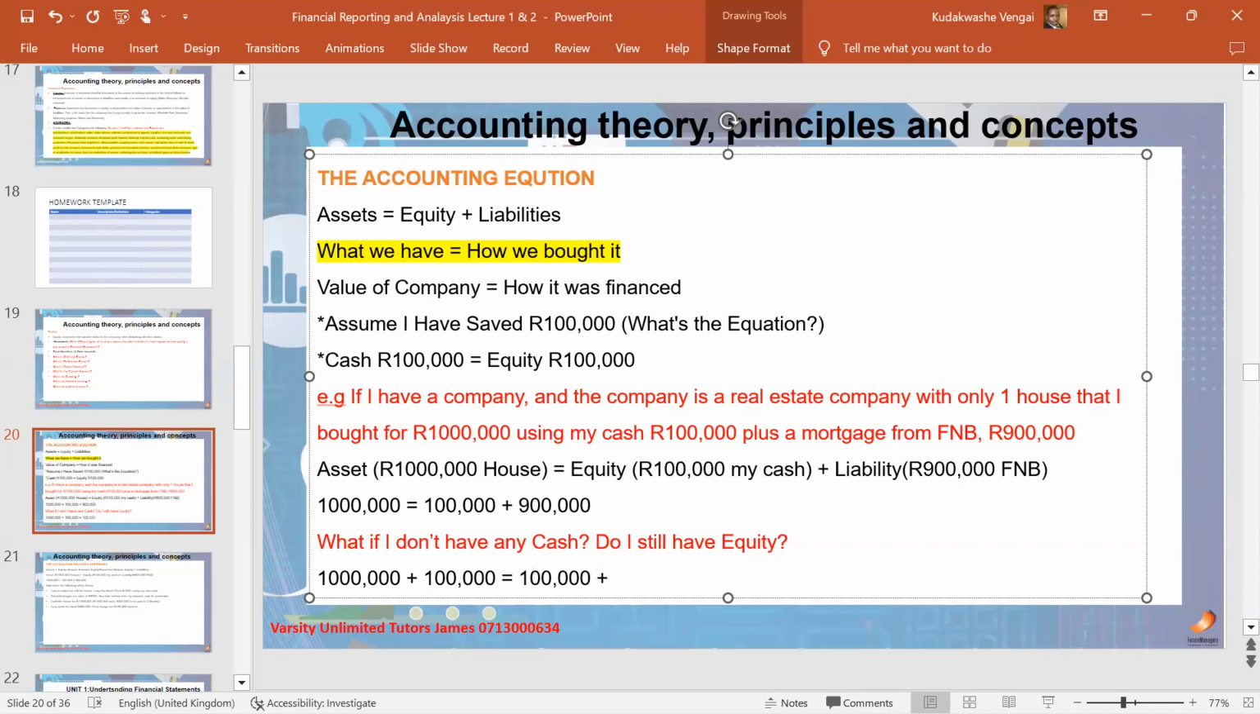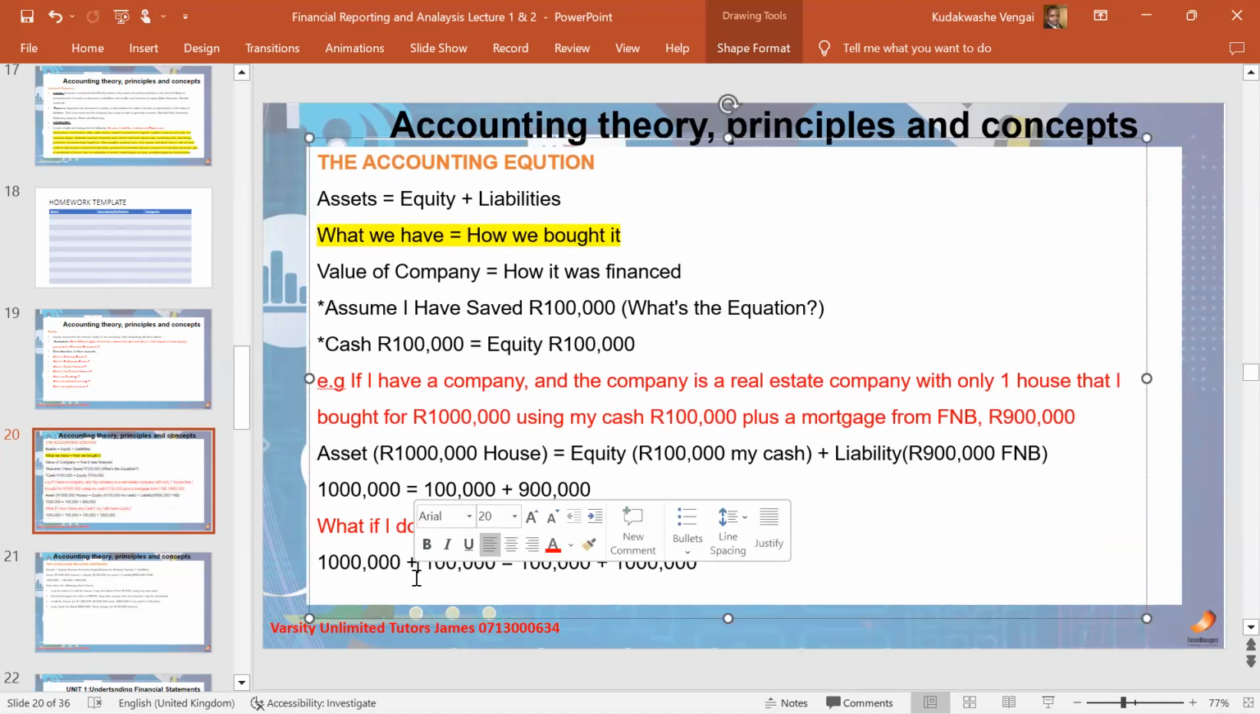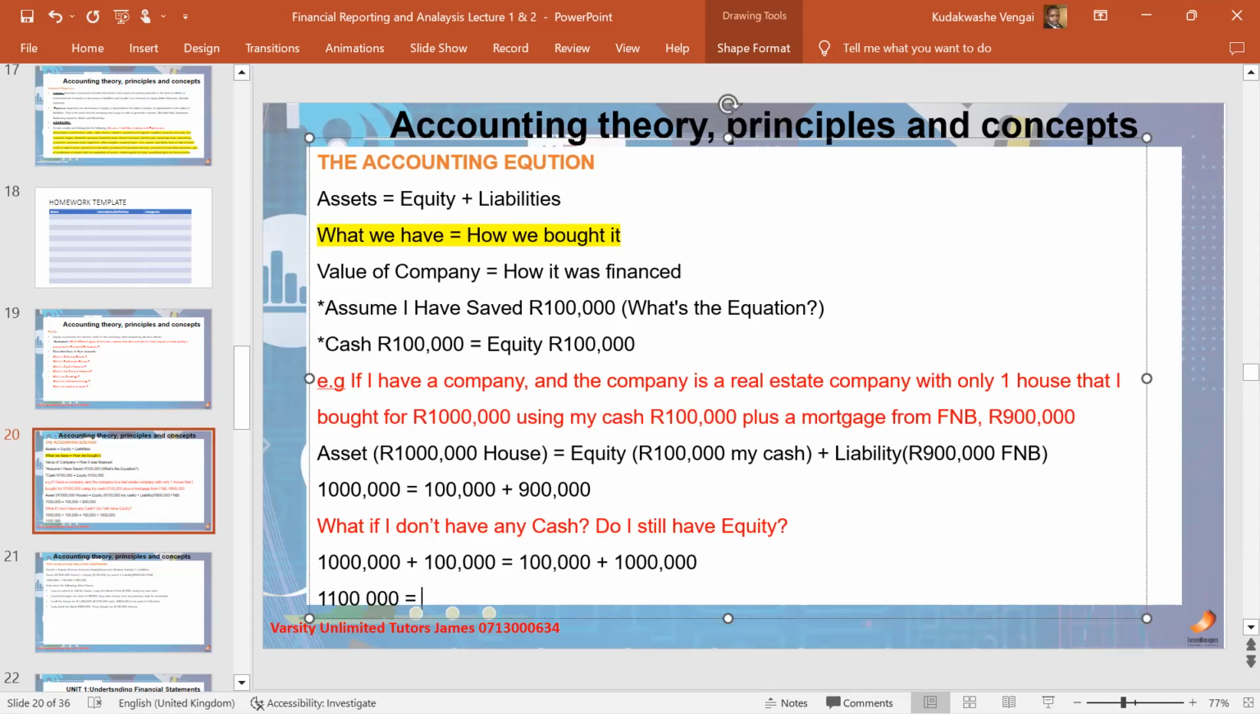And then my equity, I would have 100,000 equity, plus now my loan is no longer 900,000 because I borrowed the full amount from the bank, which is 1 million. So if I check there, my accounting equation will still balance at the end of the day. It's just that it has different figures now. It has got 1,100,000 is equal to 1,100,000. So it's still balancing at the end of the day.